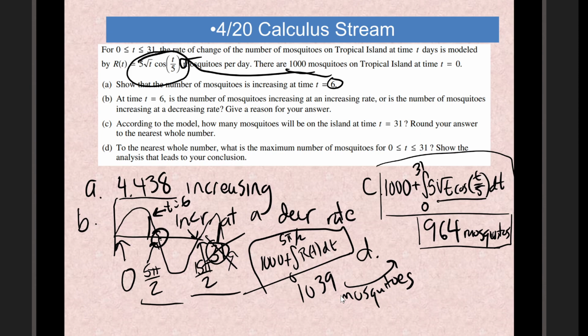Calculator is always in radians. I know in physics sometimes you use degrees, but in calculus it's always radians. Always, always, always. All right.